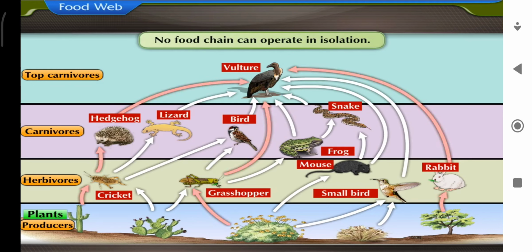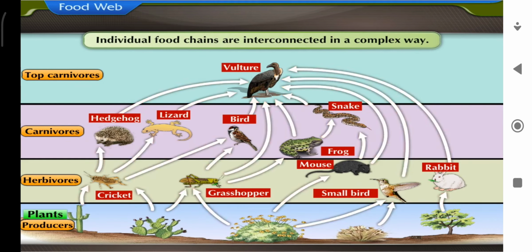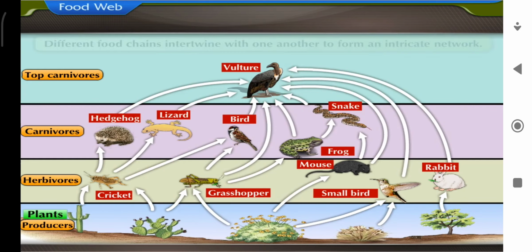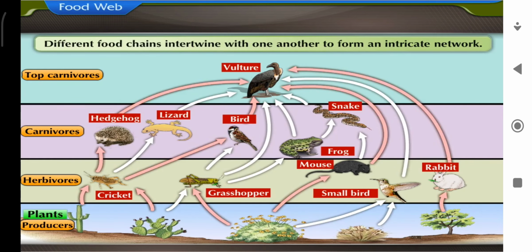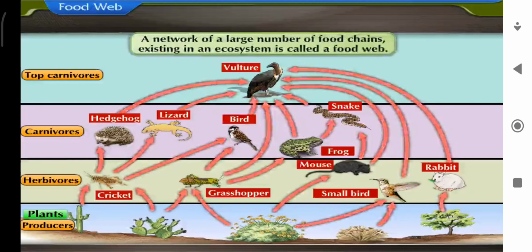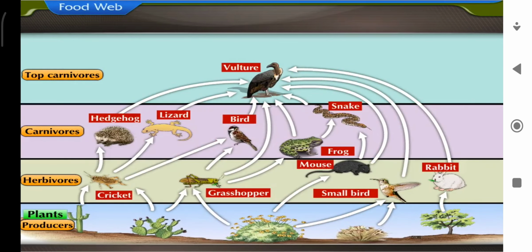No food chain can operate in isolation. Individual food chains are interconnected in a complex way. Different food chains intertwine with one another to form an intricate network. If this network was to be represented in the form of a diagram, we would get a complex, branched web called a food web. A network of a large number of food chains existing in an ecosystem is called a food web.